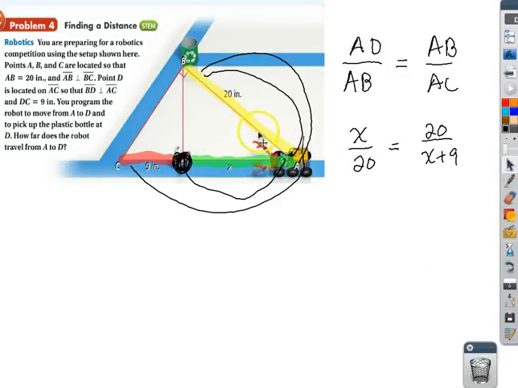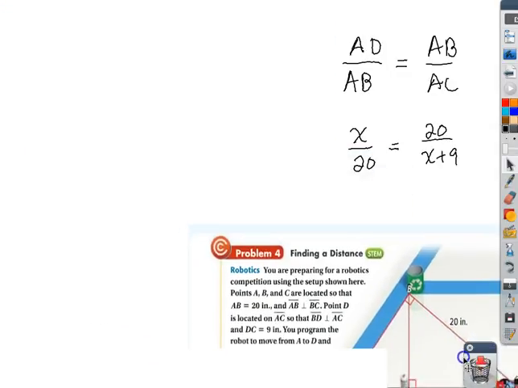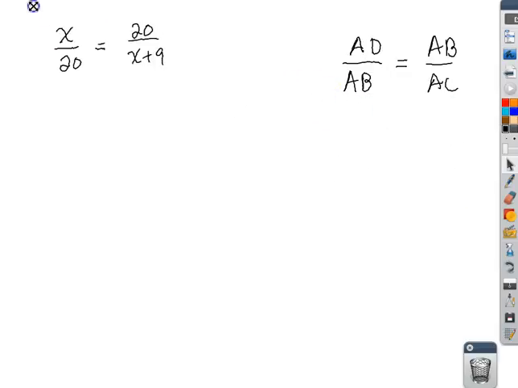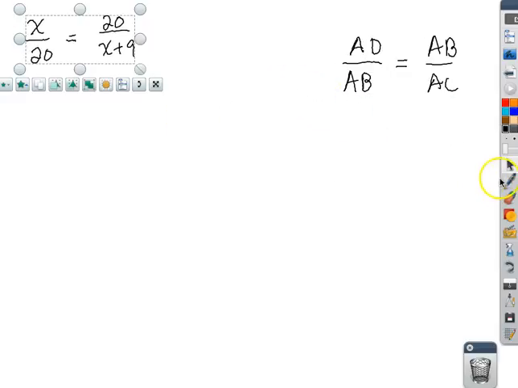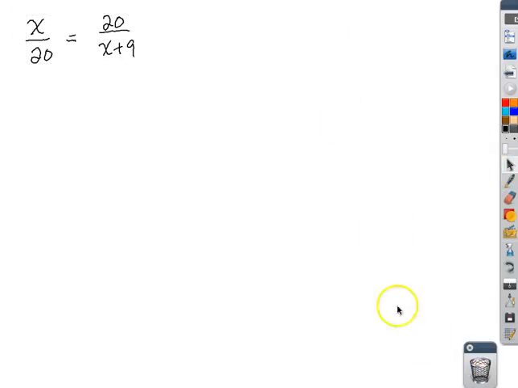I'm going to give myself a little bit more room to work now that I figured out the proportion. I think I'm going to throw all this stuff away, and I'm going to move this over here to where I've got some room to work with it. All right, and I don't care about this anymore, so I'm going to throw this away. So now the problem just becomes solve for x. Now it's algebra. We're done with the geometry at this point. Now we're in the algebra.